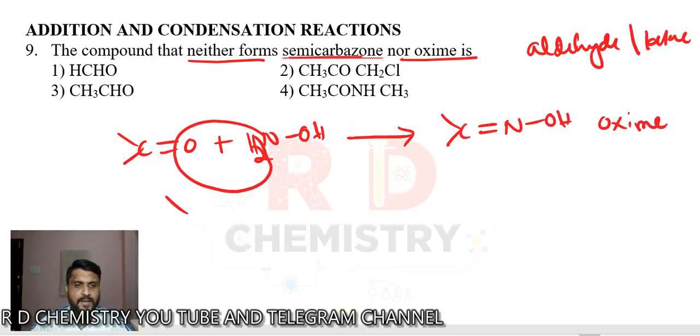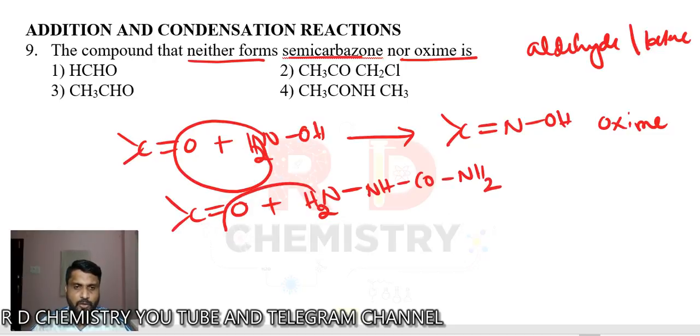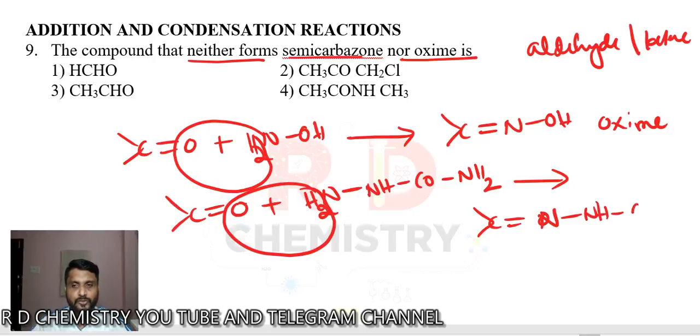Now, semicarbazone is formed by semicarbazide. So, semicarbazide is NH2, NHCO, and NH2. This is semicarbazide. Here it also reacts with the semicarbazide to give semicarbazone, C double bond O, C double bond N, NHCO, and NH2. Correct? This is the aldehyde reacting. Okay. Now there are two options here.